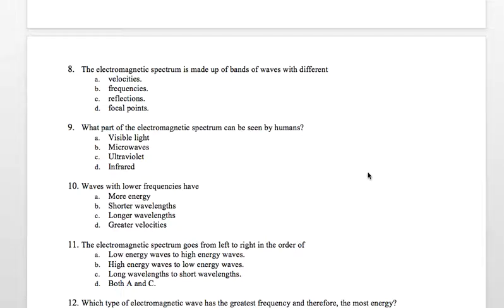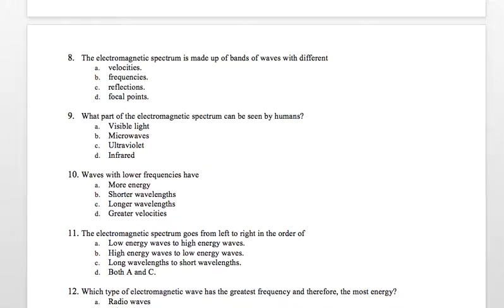Number 8, the electromagnetic spectrum is made up of bands of waves with different A, velocities, B, frequencies, C, reflections, or D, focal points. Number 9, what part of the electromagnetic spectrum can be seen by humans? A, visible light, B, microwaves, C, ultraviolet, or D, infrared.